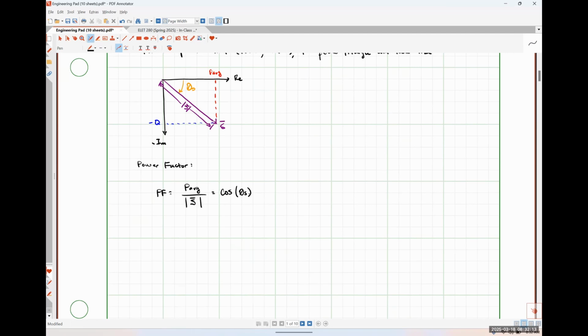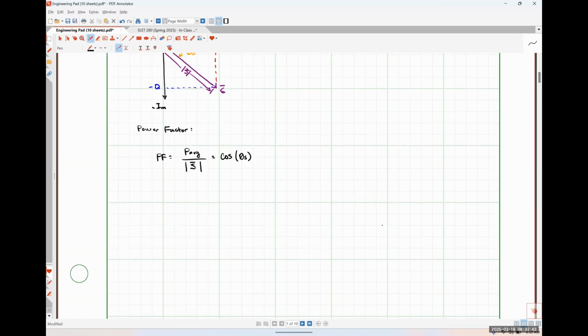The reason why I prefer to use theta s to calculate power factor is because the sine of that angle will actually tell me a lot about what's going on with the load. So I want us to develop a little table here so that we can predict what's happening based on the value of theta s. So let's start with theta s being exactly equal to negative 90 degrees.